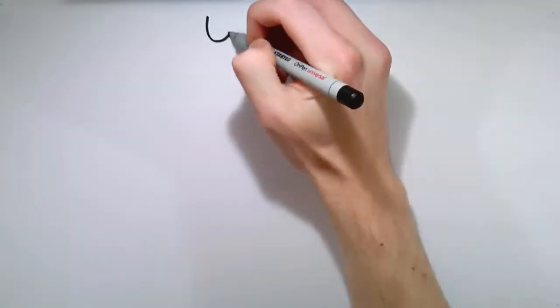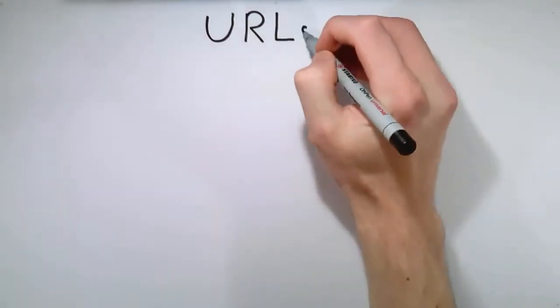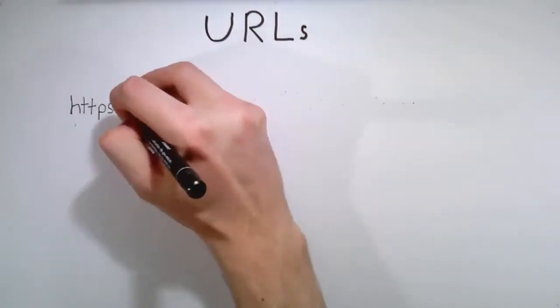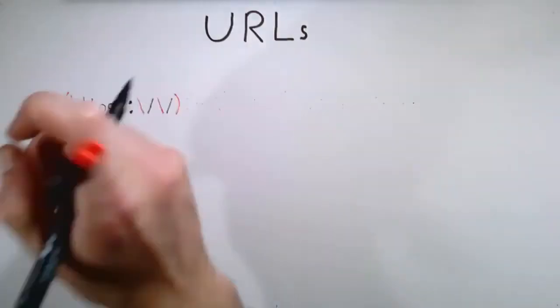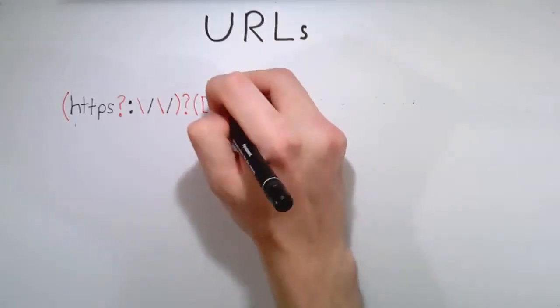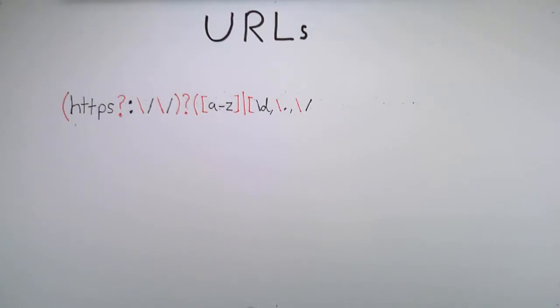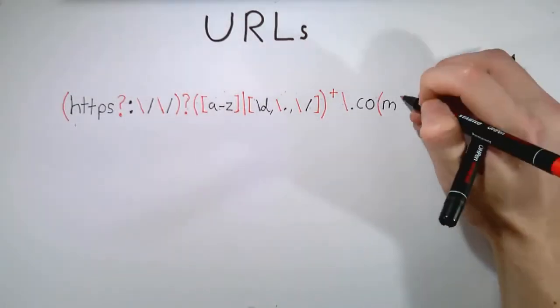Let's take a look at another common example, URLs. Here is a regular expression for URLs I came up with earlier. It isn't perfect. Perhaps by the end of this video you'll have figured out some things that are missing, but it's a good starting example, so let's take a look.